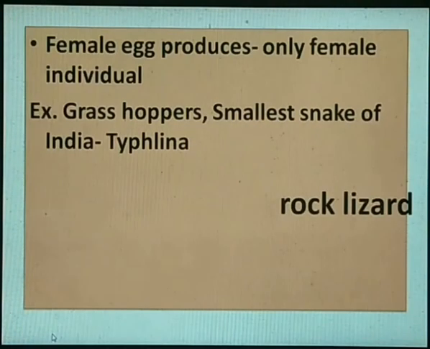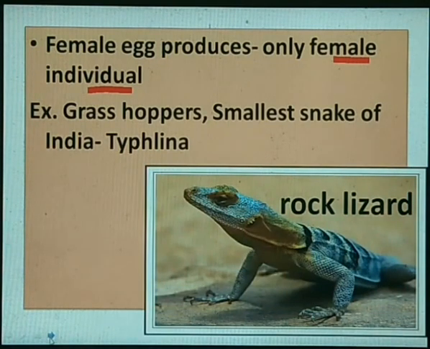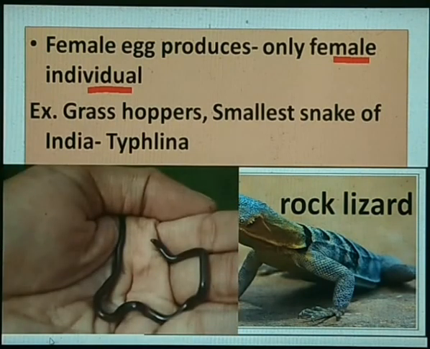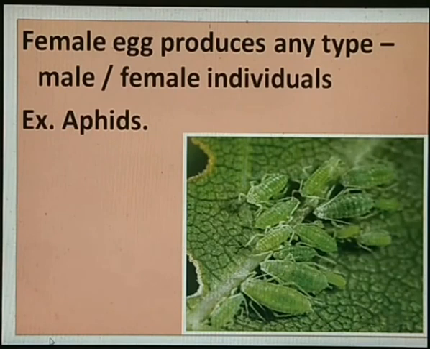Also, the female gamete can give rise to a female individual. For example, grasshoppers, rock lizard, and the smallest snake of India, that is Typhlina. In aphids, the female egg can produce any type of individual. It may be male and females.